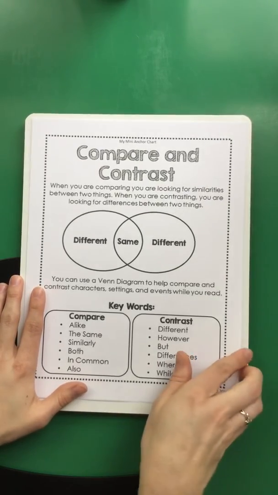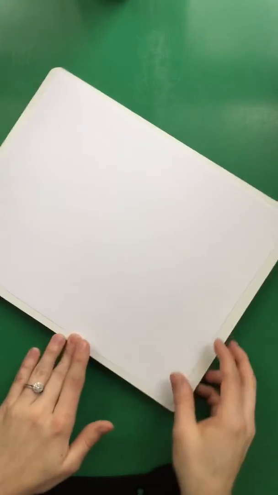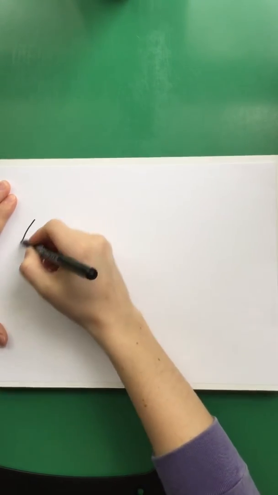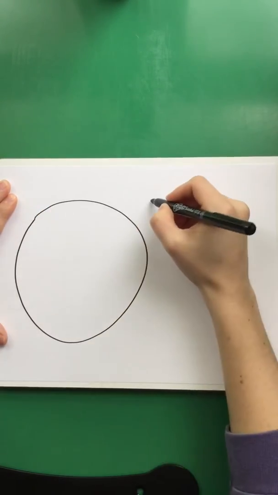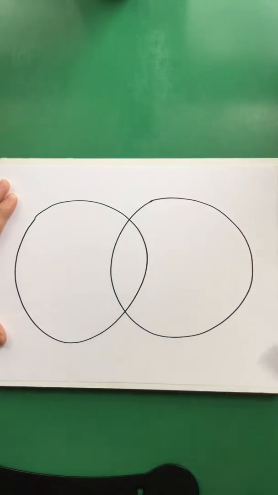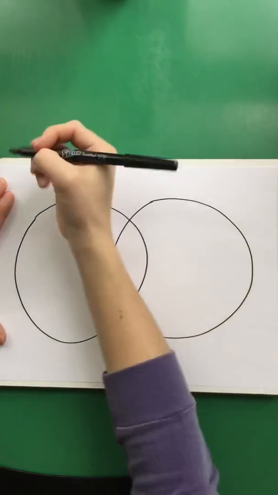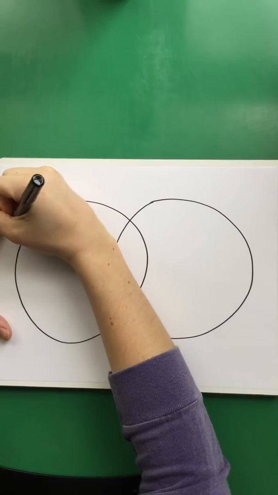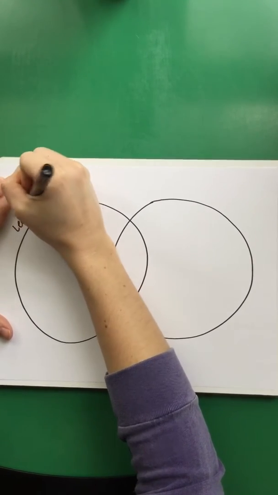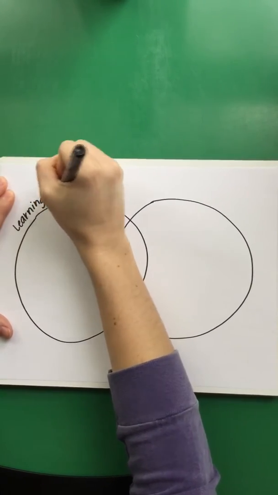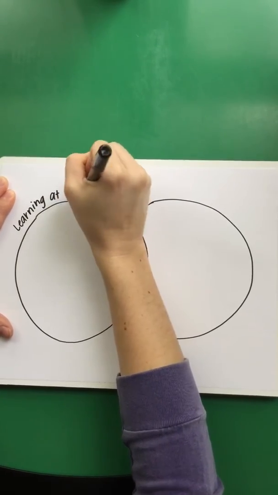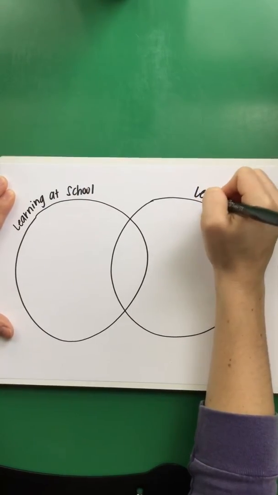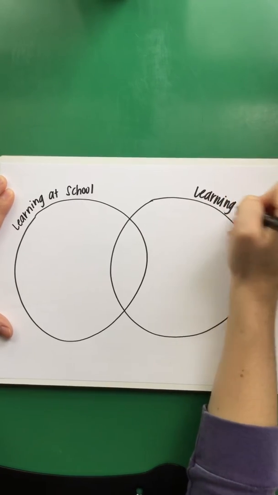So I was going to go ahead and do an example with you guys for a Venn diagram. I'm not going to give you all the answers to your Jack and Kate stories, but I figured I'd do one that we can all relate to right now. So we've got our two circles. And I'm going to go ahead and make this one learning at school. And this side would be learning at home.